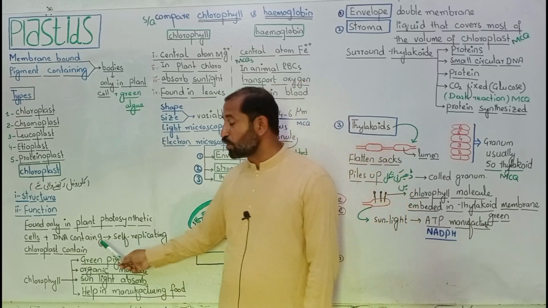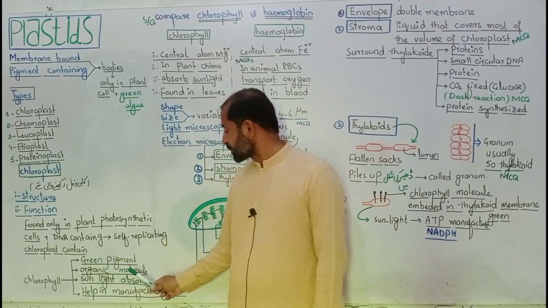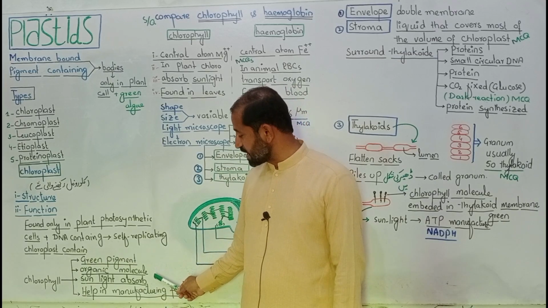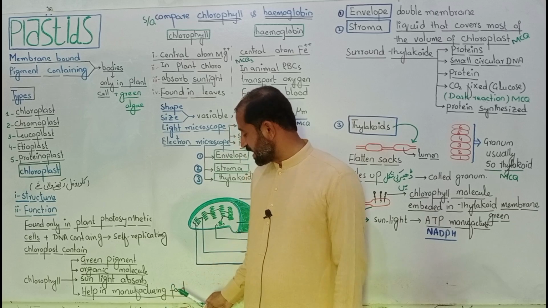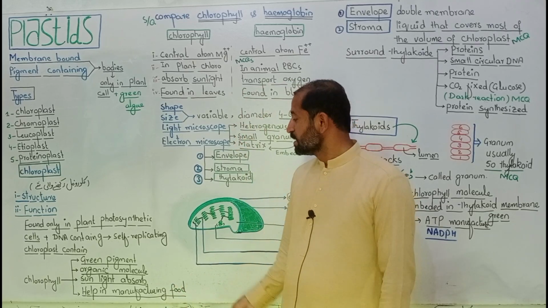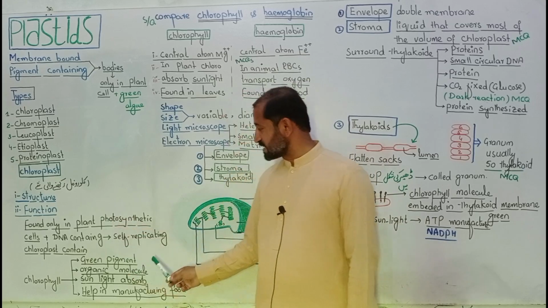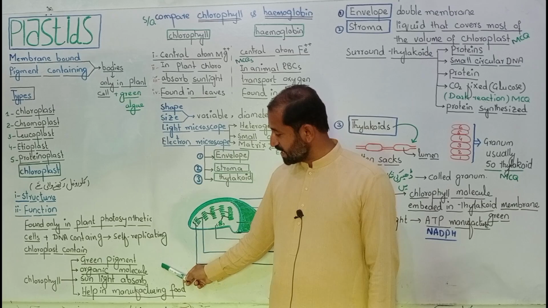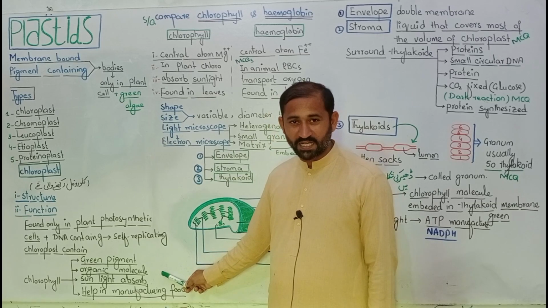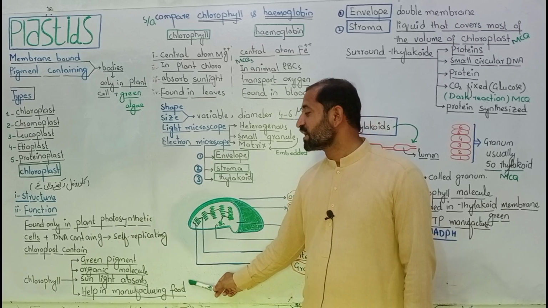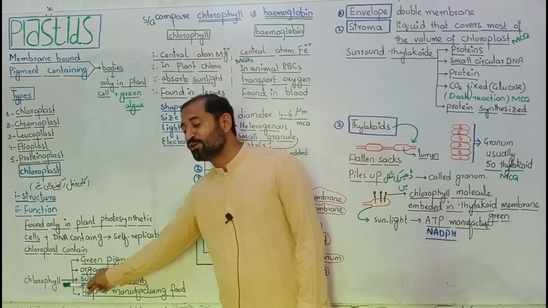Next, chloroplast contains a green pigment, organic molecules, sunlight absorbing, and helping in manufacturing of food. Again, the green pigment in chloroplast, the organic molecule that absorbs sunlight and helps in manufacturing food, is called chlorophyll.